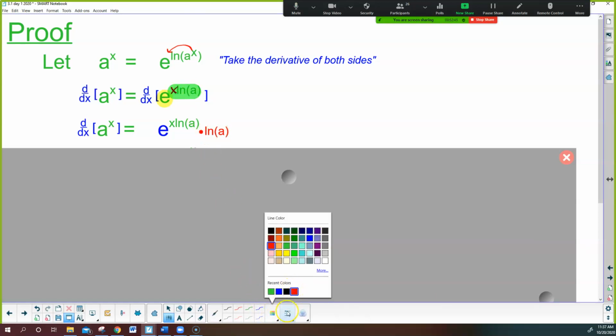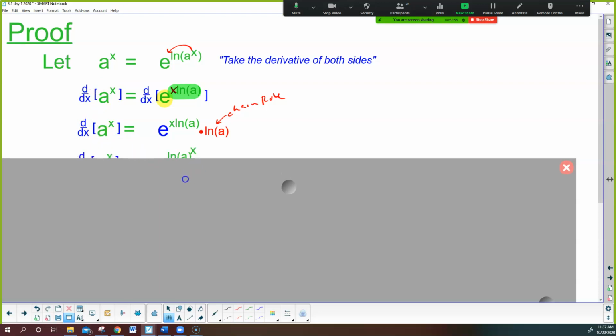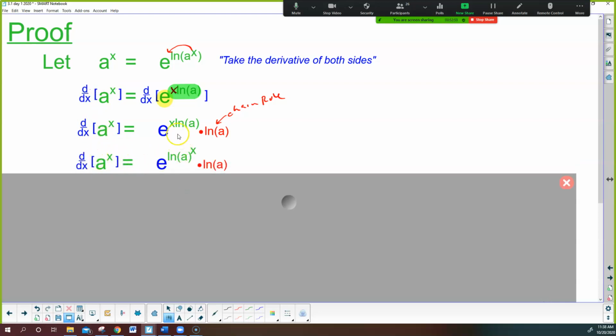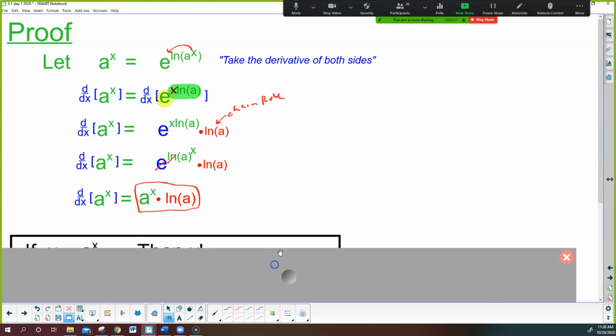So that is the chain rule. Right here, the chain rule is what is allowing us to basically find the derivative of this. Now notice, I didn't do anything to the left side because that's what we're finding the derivative of. Well, what if I now undo that and this x that originally came down, what if I put it back up? Then what happens? The e and ln go away, and what's left over is a to the x times ln of a. And there is our proof.